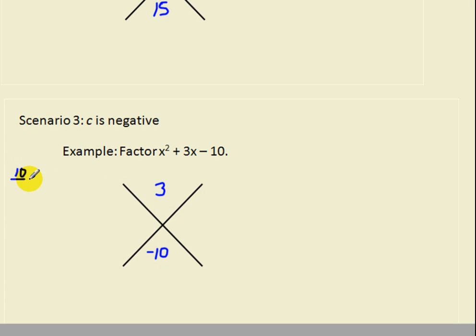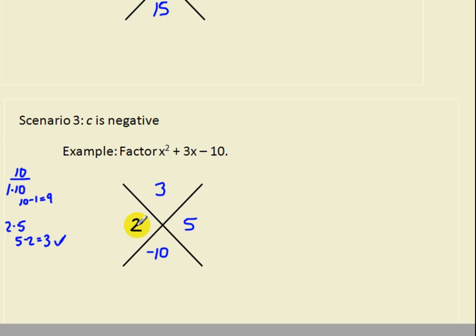So if you look at ways to get 10, 1 times 10 is 10, but that's not good because 10 minus 1 is equal to 9. We can also take 2 times 5, that equals 10, and that works because when you look at the difference of those, 5 minus 2 is equal to 3. So that's the pair we want, 2 and 5. Now, which one of them is negative?